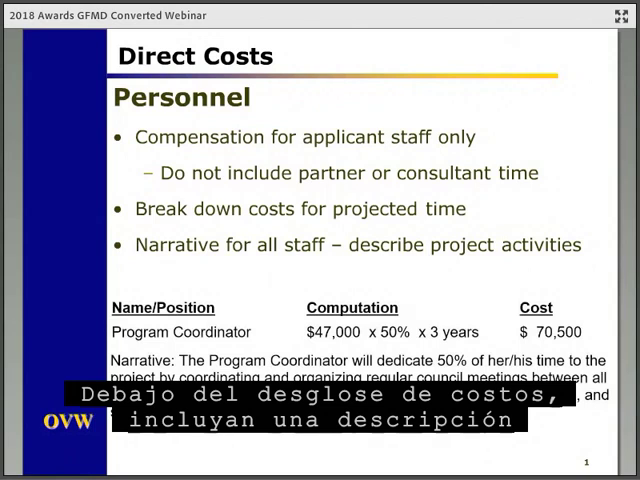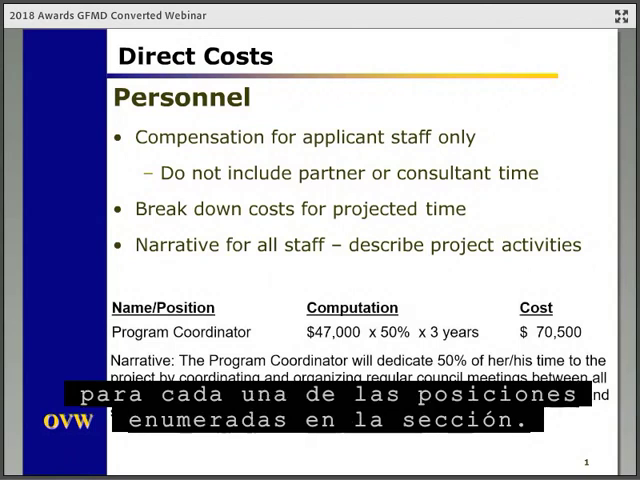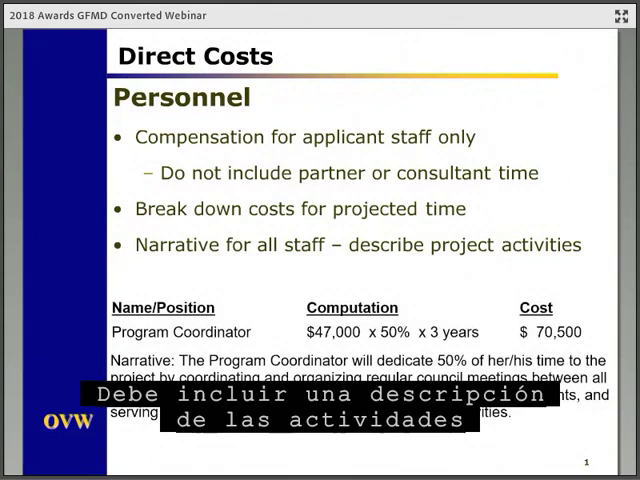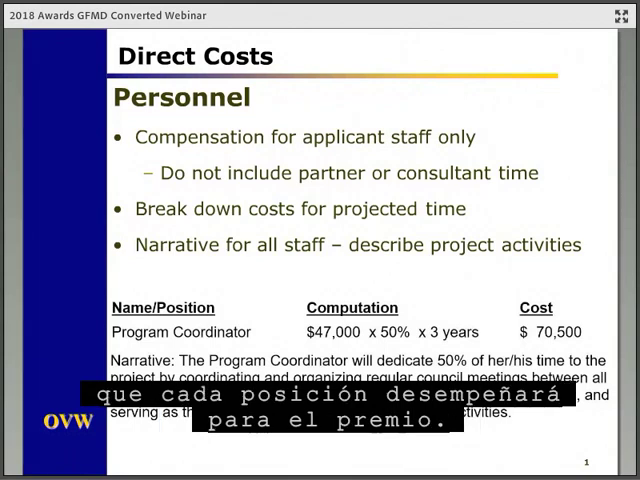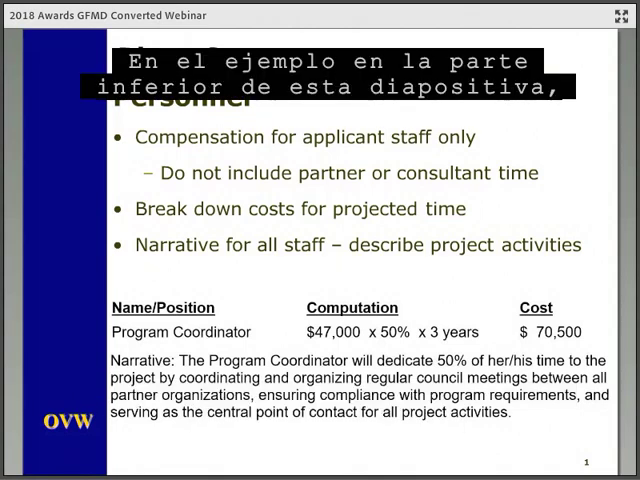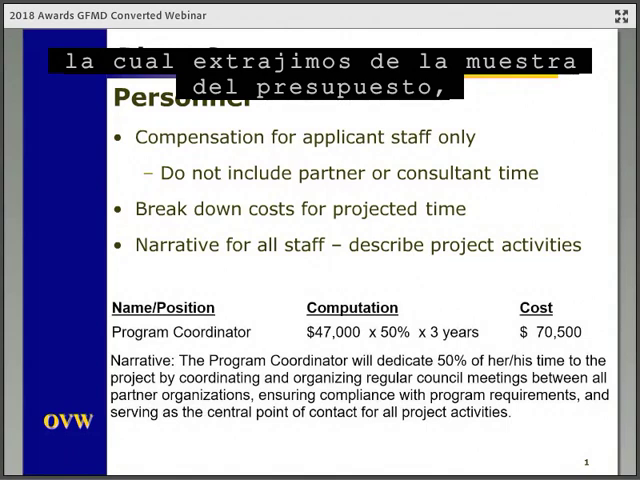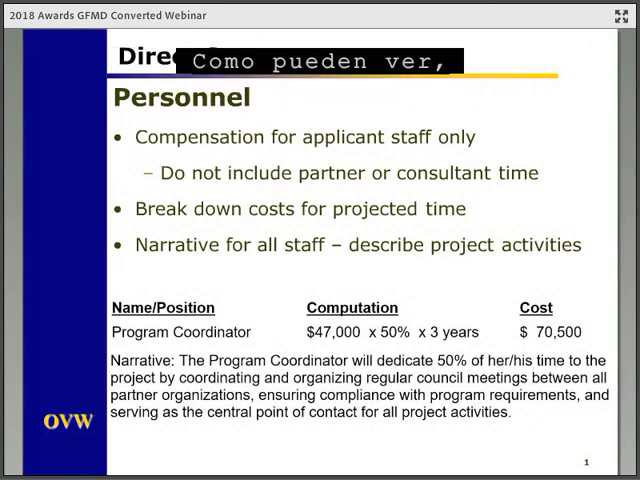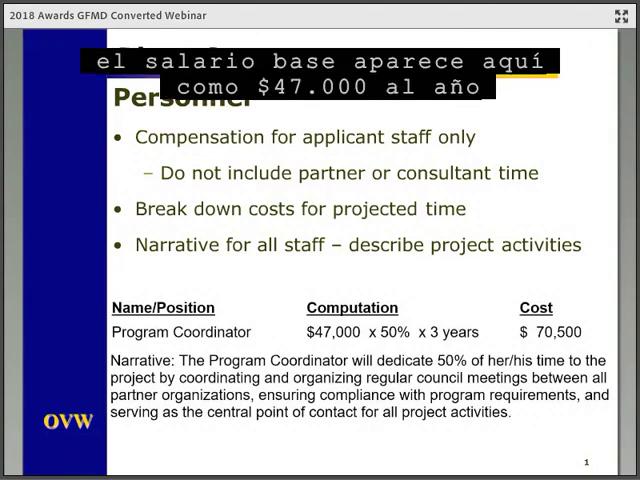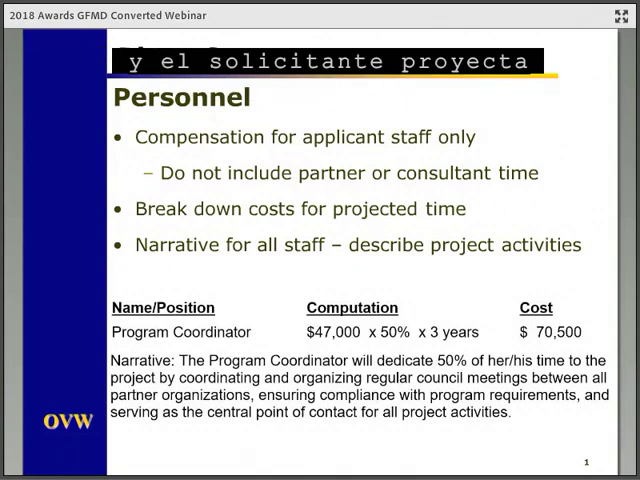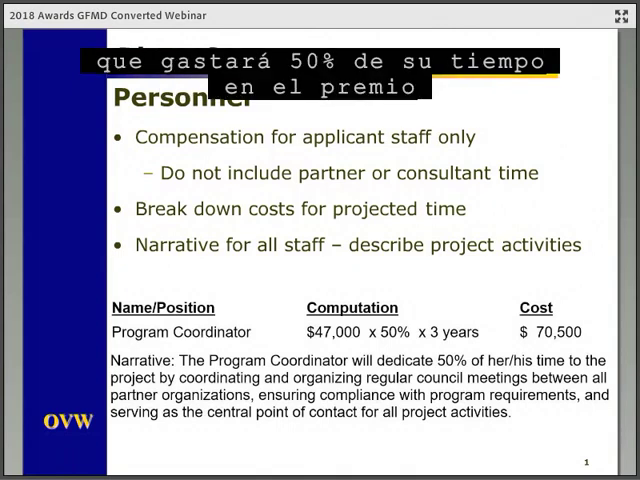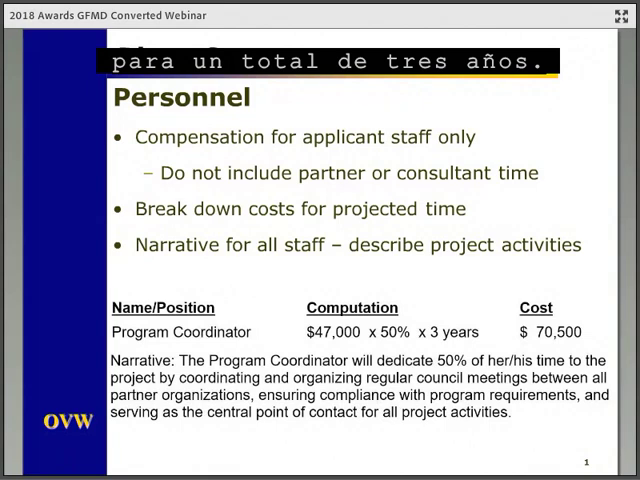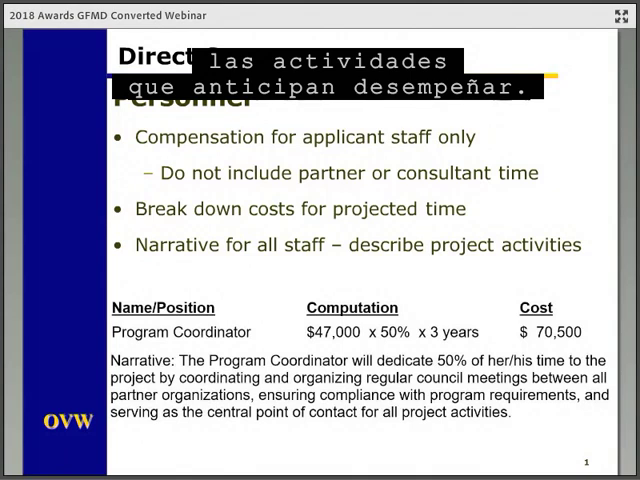Below the cost breakdowns, include a narrative for each of the positions listed in the section. It should include a description of the activities that each position will perform for the award. In the example you see at the bottom of the slide, which we pulled from the sample budget, are the costs for the program coordinator listed in the personnel category. As you can see, the base salary is listed here at $47,000 per year, and the applicant projects that they'll spend 50% of their time on the award for a total of 3 years. And below that is the narrative that clearly describes the anticipated activities they'll perform.